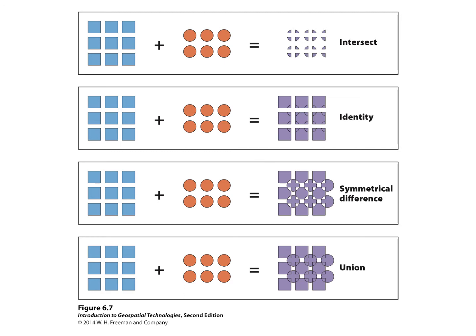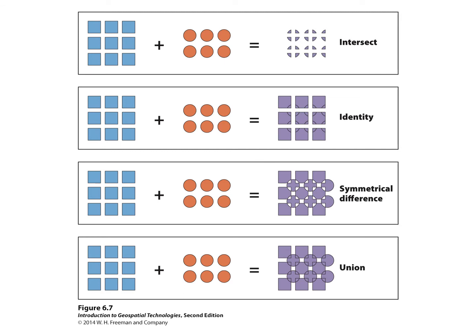Another one is symmetrical difference. Again, blue squares, red circles, add them together. In this case, it keeps data that's in both data sets and removes any information that is common to both. So basically, it's the inverse of the intersect function.